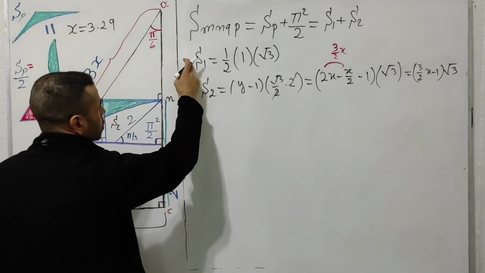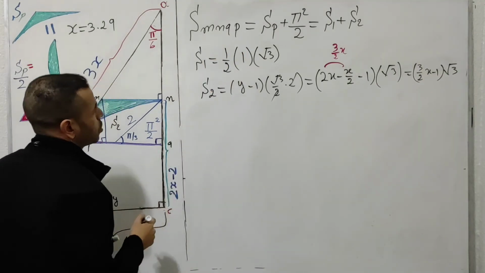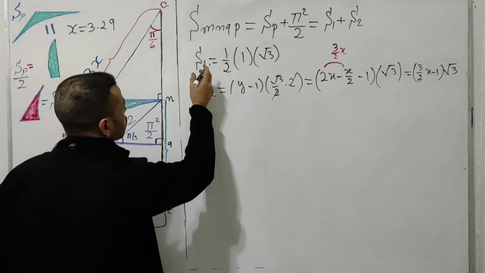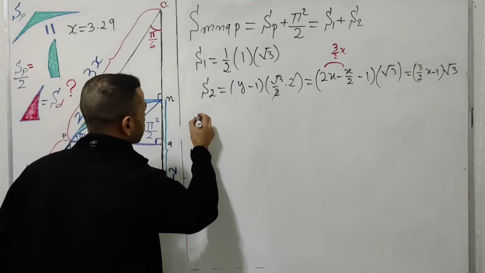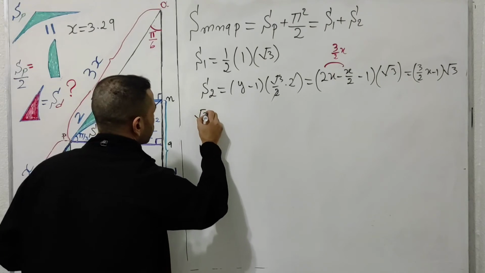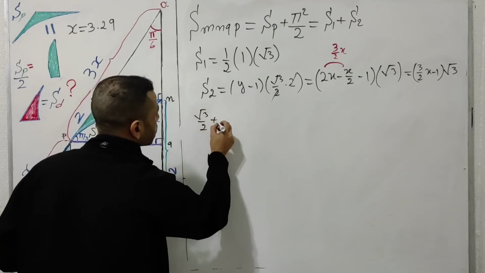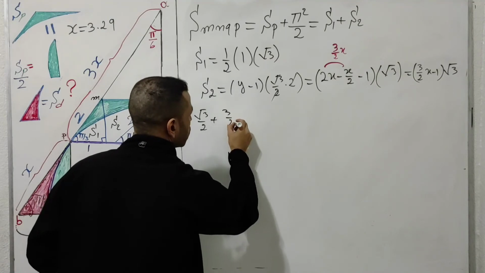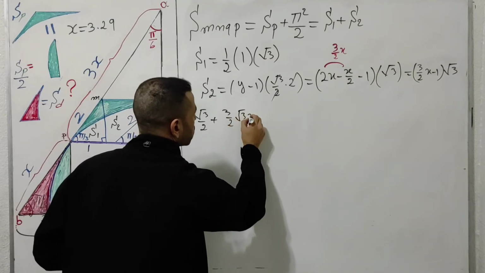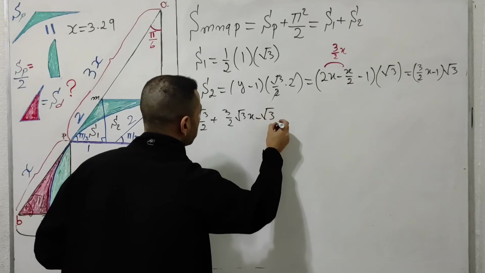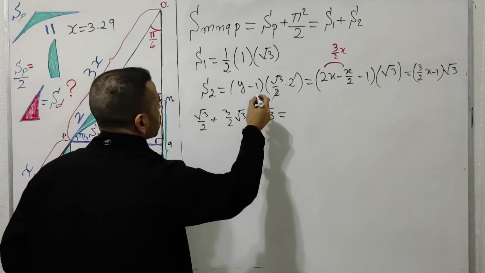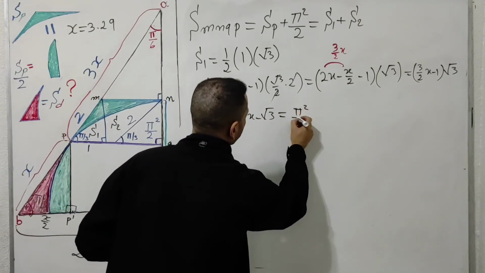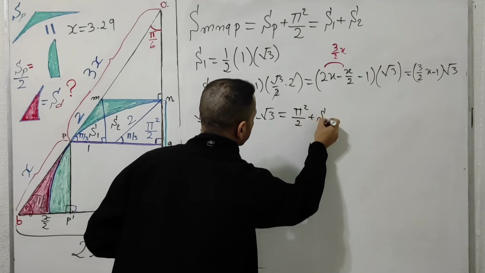I'm going to sum these areas and put them into the original equation. So I will get square root of 3 over 2 S1 plus this one, which is given as 3 over 2 square root of 3 x minus square root of 3, equal to pi square over 2 plus sp.